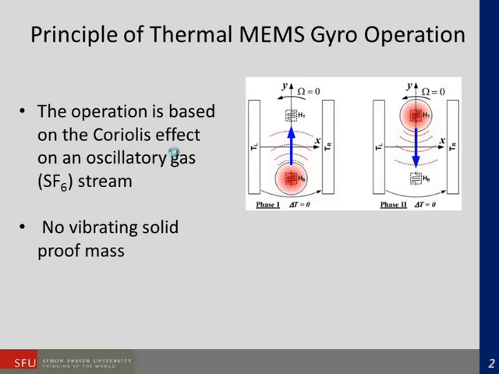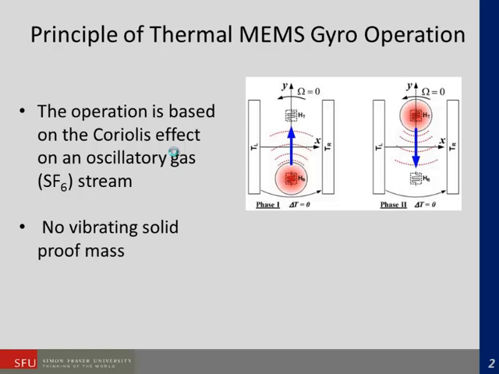Talking about this device, I would like to mention that this device was invented by my supervisor at Simon Fraser University, and this is a device with a fairly simple structure. Unlike most of the commercial gyros in the market, this device doesn't have any vibrating solid proof mass, and instead the Coriolis effect will act on an oscillatory gas stream. As you can see in phase 1 in this figure, this moving gas is created by two heaters which are located symmetrically with respect to the right temperature sensor and the left temperature sensor.